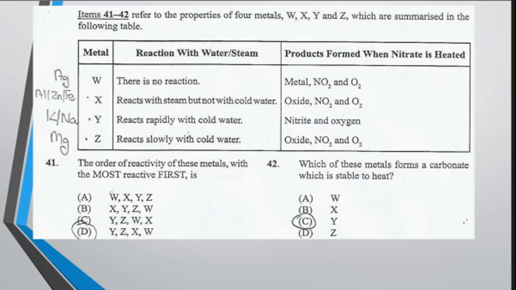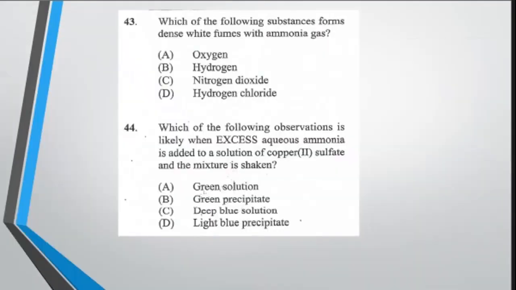All right, 43. Which of the following substances forms dense white fumes with ammonia gas? Dense white fumes with ammonia gas, that is hydrogen chloride. If you react an acid with ammonia gas, you will get dense white fumes. The answer should be D as in dog.